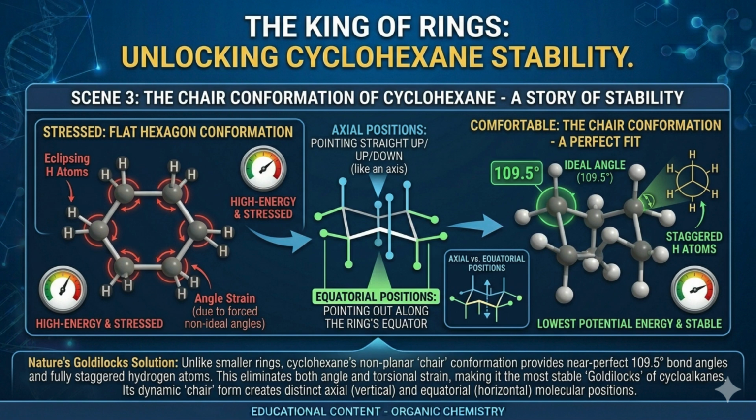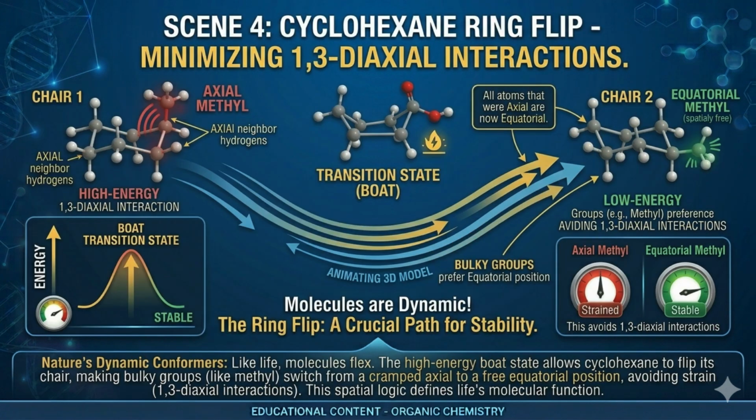By simply changing its shape from a flat hexagon to a 3D chair, cyclohexane eliminates all internal strain. It's the ultimate example of how geometry dictates stability in chemistry. Think of molecules not as static drawings, but as dynamic, moving objects. Take cyclohexane. It doesn't just sit still, it constantly flexes through a process we call a ring flip.